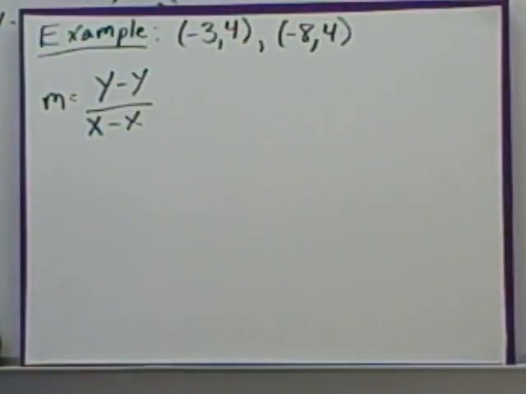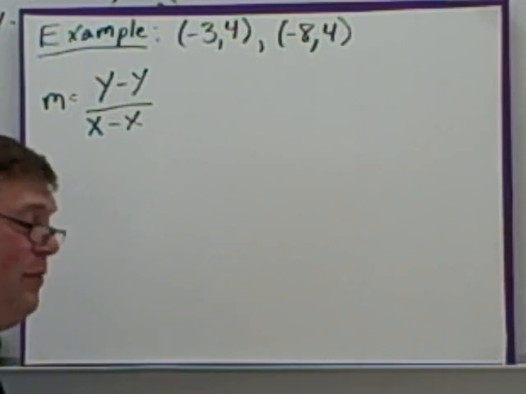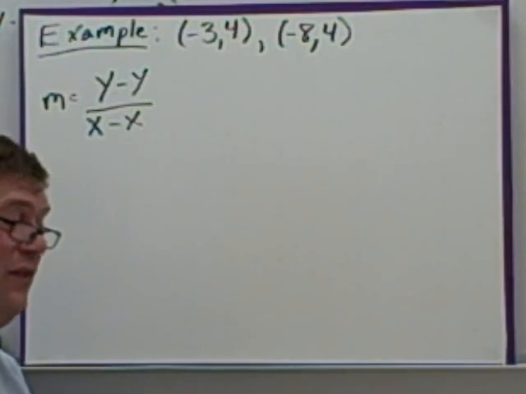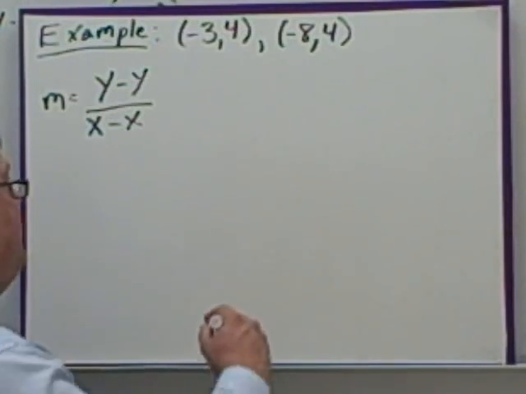Now, slope is a ratio, so it is a fraction, which means it is possible and even likely that your answer is going to work out to be fractions instead of these nice whole numbers. Don't be surprised when that happens.